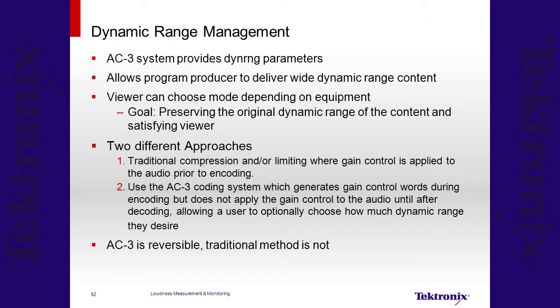Traditionally, in audio system compression and limiting, gain control was applied prior to distributing the audio, and once the process had been applied, the audio signal cannot be restored to the original content. In the case of Dolby AC3 encoding system, the gain control words are generated as part of the encoding process. These dynamic range parameters are carried within the metadata. The gain control is not applied during the encoding process, but can be applied by the user during the decoding process, allowing the user to control how much dynamic range is desired within the listening environment. Therefore, AC3 is a reversible process, whereas the traditional method is not.